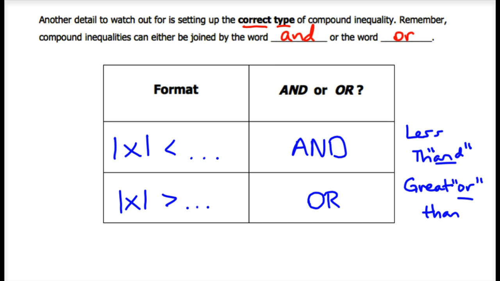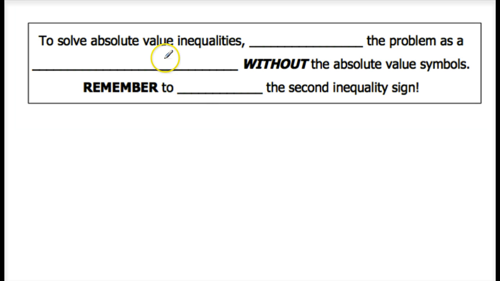Okay, one last thing before we get to some examples. So the basic rules of thumb to solve absolute value inequalities, just to summarize, is once you isolate the absolute value expression, you're going to rewrite the problem as a compound inequality without your absolute value symbols, and you want to remember to flip your second inequality sign.